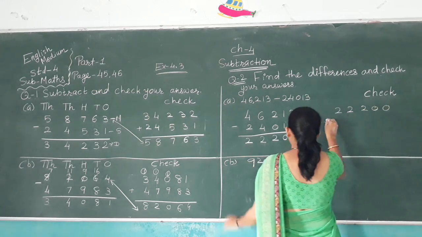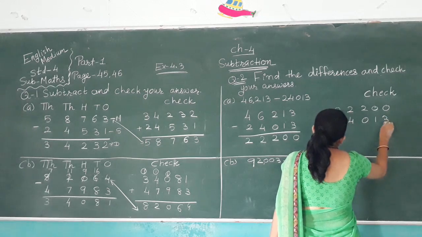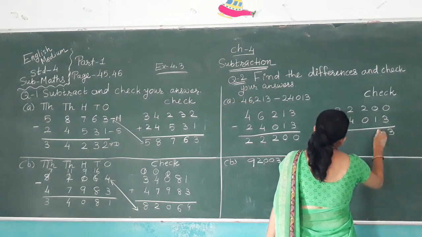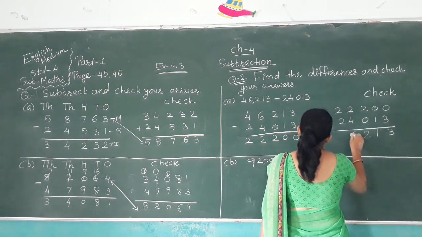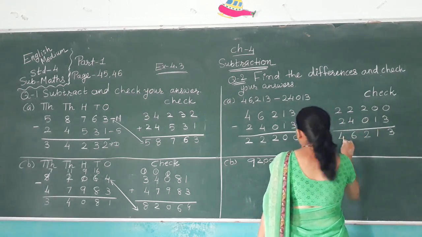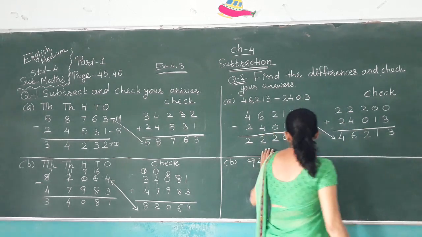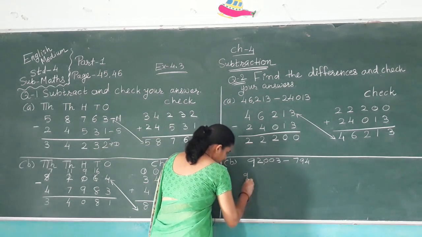22,200 plus 24,013. 0 plus 3, 3. 0 plus 1, 1. 2 plus 0, 2. 2 plus 4, 6. And 2 plus 2, 4. Now check it. Yes, both answers are the same. That means the subtraction is correct. Now another one.